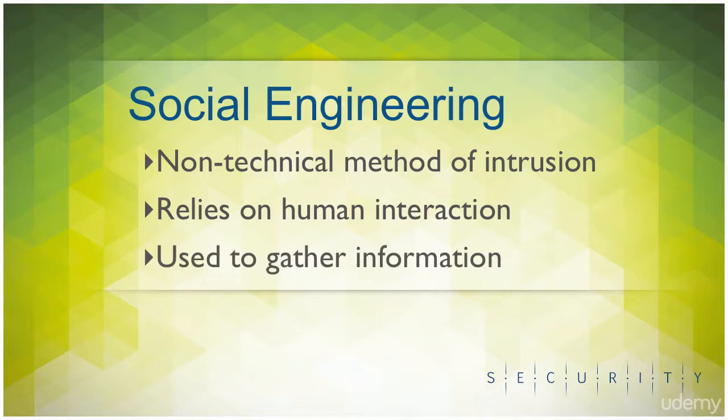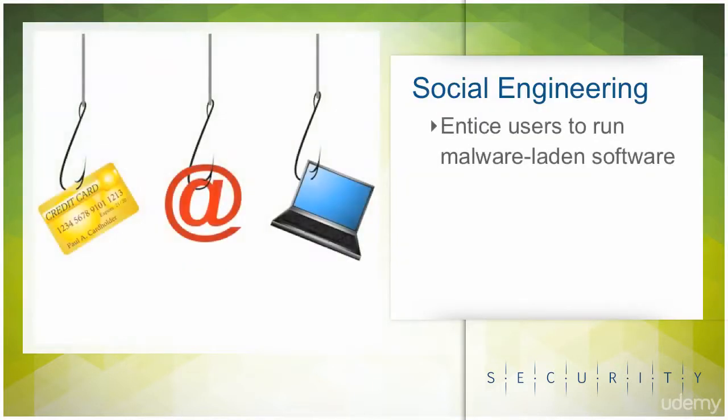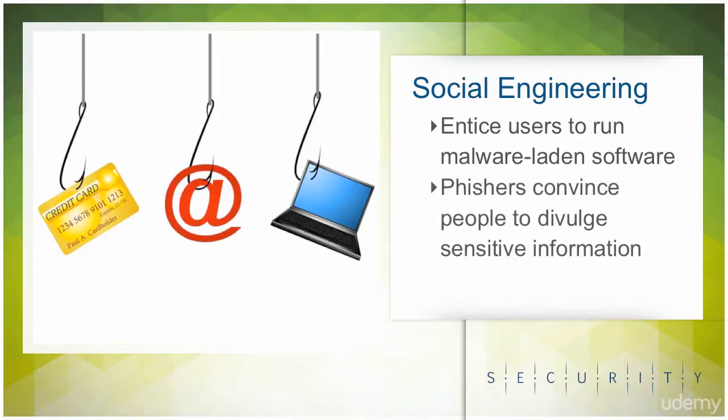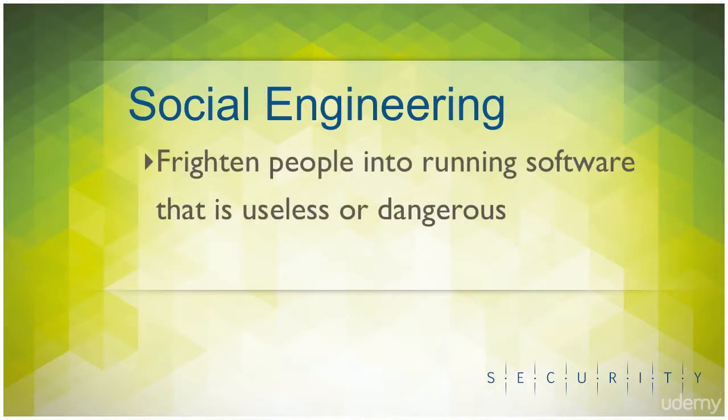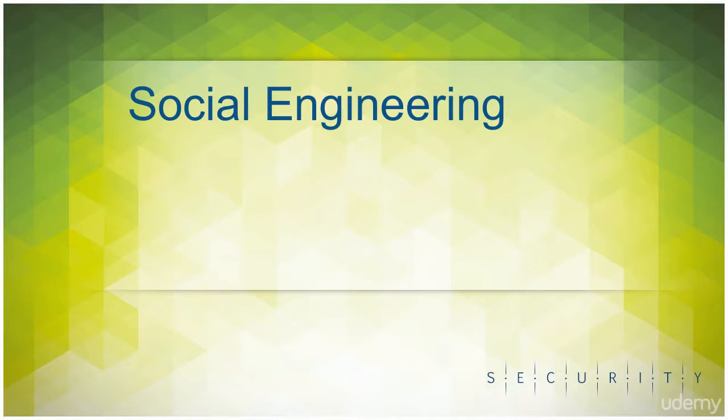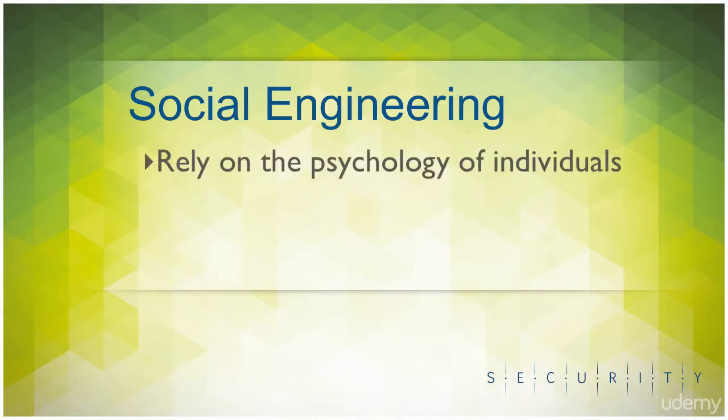Social engineering is a widely used means to gather information. You can also entice users to run malware-laden software. The emails or communication received is so convincing, and we've all seen them, that many will fall prey to these tactics. Phishers use social engineering to convince people to divulge sensitive information. And spammers and hackers use social engineering to frighten people into running software that is at best useless and at worst dangerous.